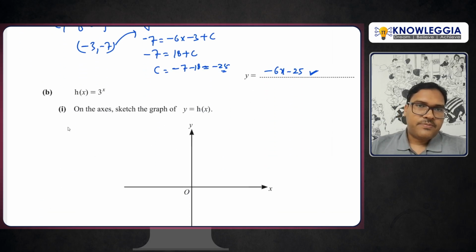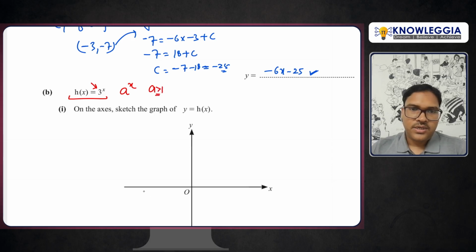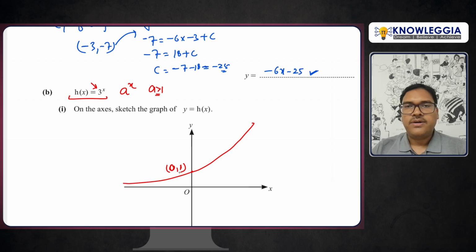Now, next part of the question. This is y is equal to 3 raised to x. On the axis, sketch the graph of this function. Now, we know this is an exponential function. To draw the exponential function, everything is based on this base a. Here the base a raised to x, a is greater than 1. If you have base greater than 1, the graph is like this. And what is this point? If x equal to 0, 3 raised to 0 is 1. So this is crossing 0, comma 1. Basically, the y-intercept of this is 0, comma 1.